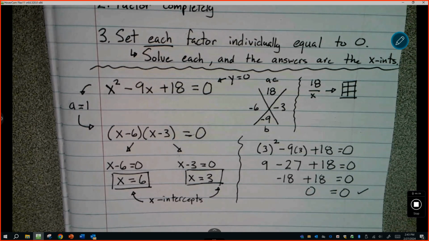Any questions about how we were able to use factoring to find what x values are going to make the equation equal 0? So I can actually find my x-intercepts using that.